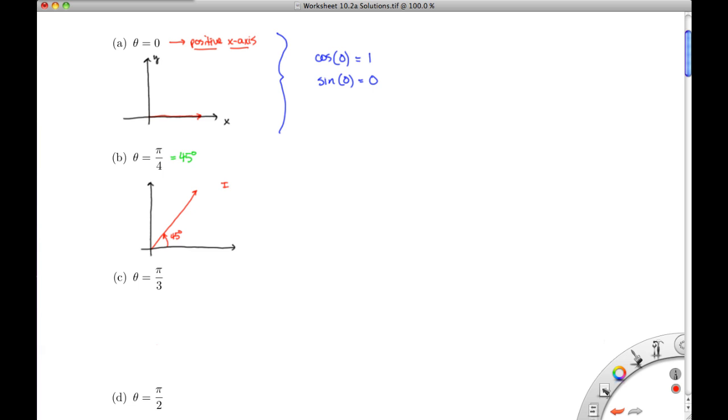Now, since it's in the first quadrant, we don't have to worry about a reference angle. We've got it right here. So now we're asked to find the sine and the cosine. So from this information, we should be able to do this. So we're asked to find the cosine of pi over 4 and the sine of pi over 4.